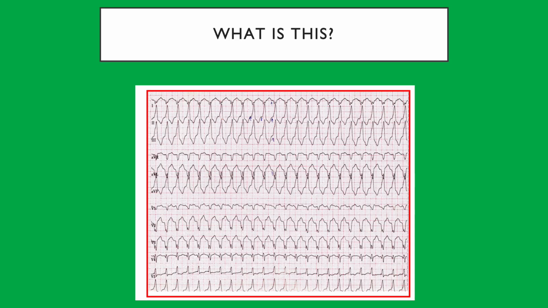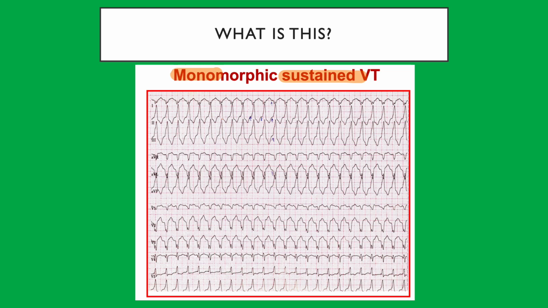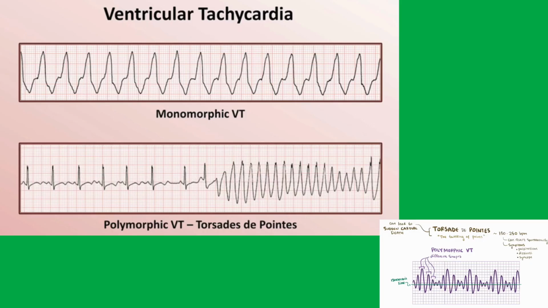What is this one? So the previous one was polymorphic, and this one is monomorphic. Good. Monomorphic and sustained. This is sustained because it keeps going and it's not coming back to normal. Okay, that's your definitions. Monomorphic is one shape, polymorphic is from this part onward, so this one onward has different shapes. That's torsades de pointes. It means you have the points and it's doing torsion around. Big, small, big, small. So that's polymorphic and monomorphic.